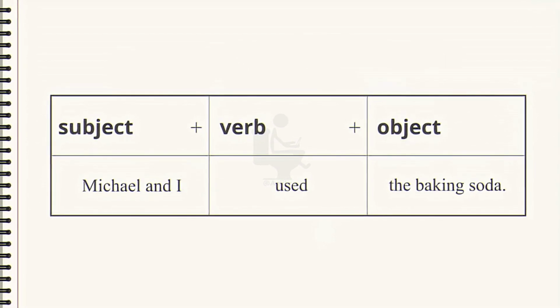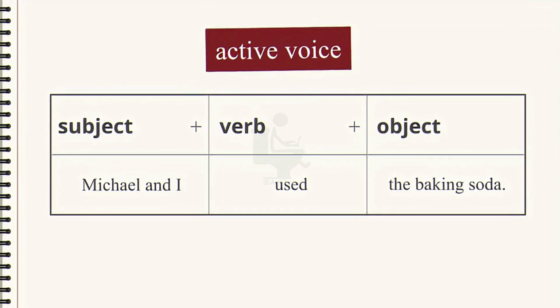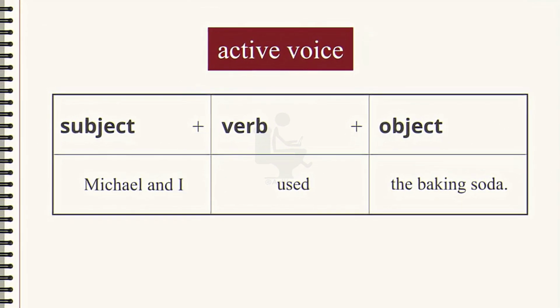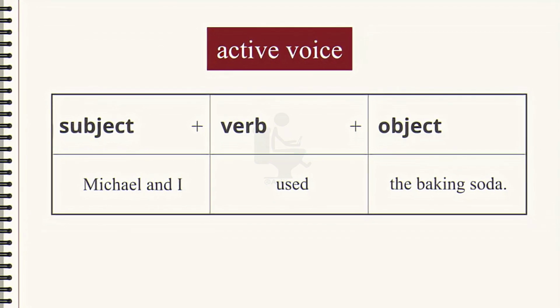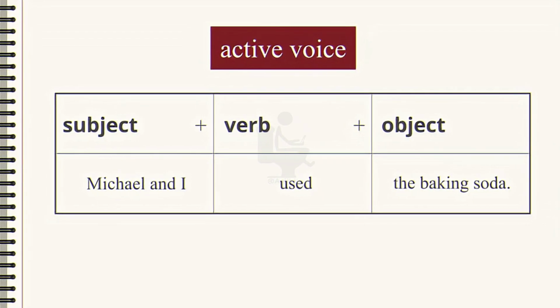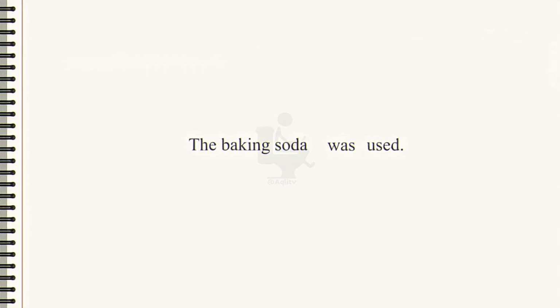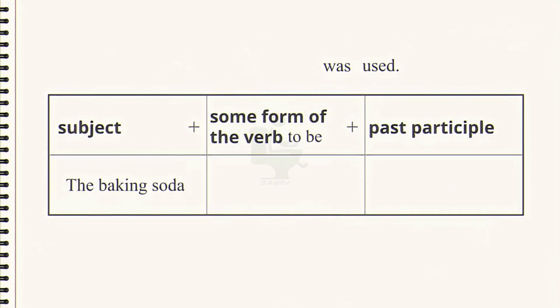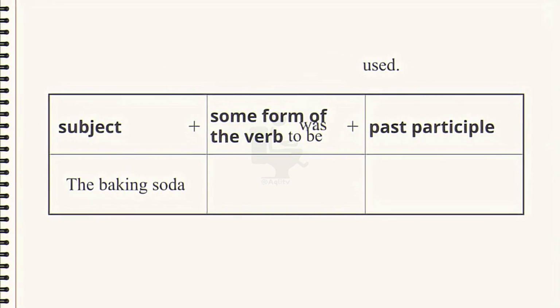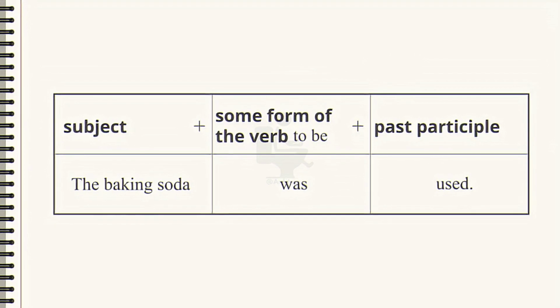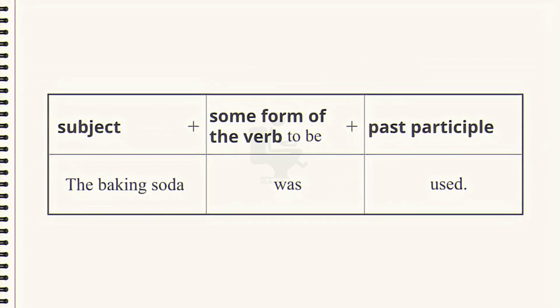This is an example of a sentence in the active voice. In the active voice, the subject carries out an action. Michael and Jenny used the baking soda. But Jenny's answer, "the baking soda was used," follows a different order: subject plus some form of the verb to be plus past participle. That's usually a verb ending in -ed.